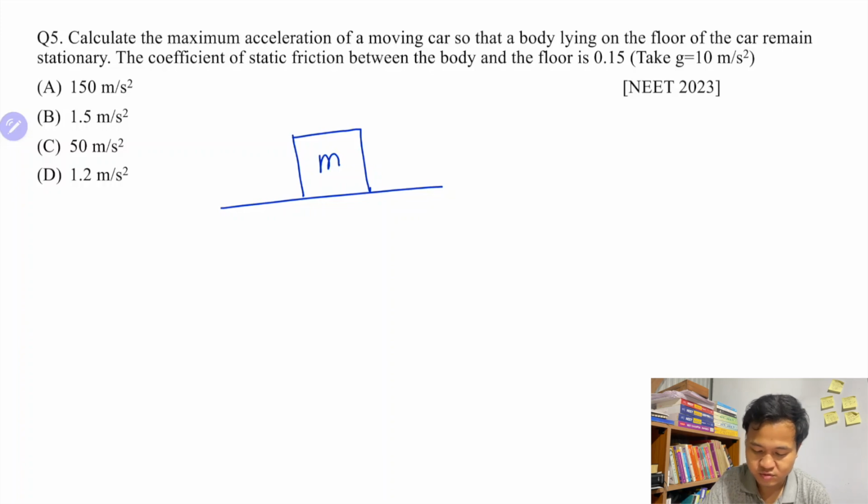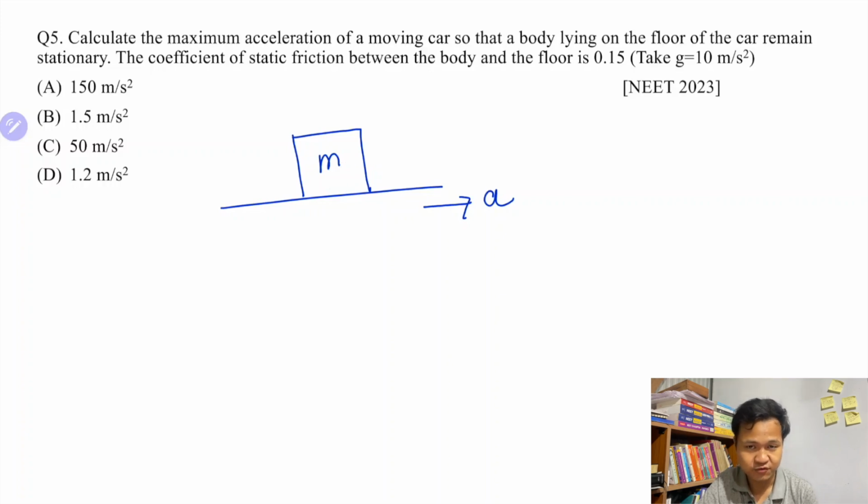The car has an acceleration, so what will happen to the block? See, when a car starts to move, your body is thrown backward, right? So we call that pseudo force, an imaginary force, right? Similarly, the block experiences the same.